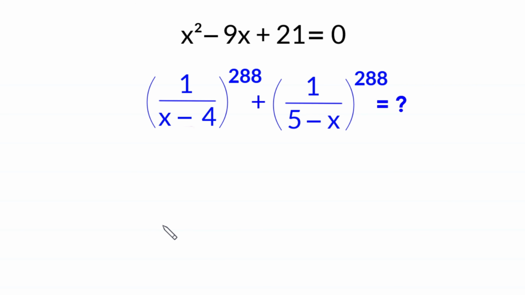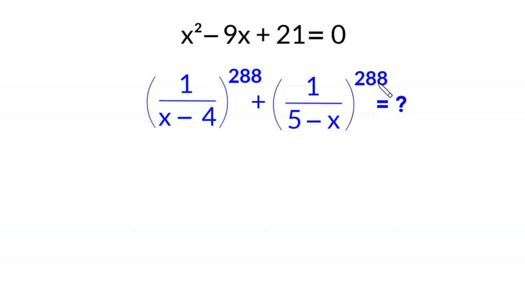Hello everyone, welcome to how to solve this very nice algebra equation: x squared minus 9x plus 21 equal to 0. Our job is to calculate the value of (1 over x minus 4) whole to the power 288 plus (1 over 5 minus x) whole to the power 288.